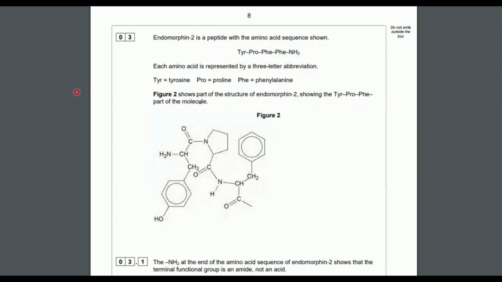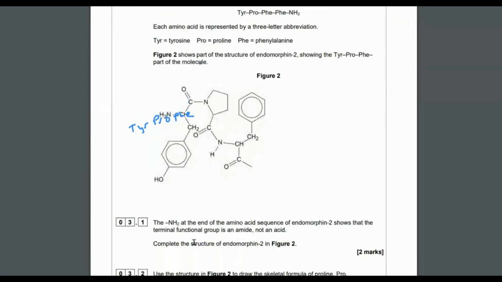So we now know that this bit here, where's my pen? There it is. All right, we know that this bit here shows us TYR, PRO, and PHE. That's what is shown by all of this section that we've got here in figure 2. Cool. Now, let me just zing down so I can read the rest of the question.